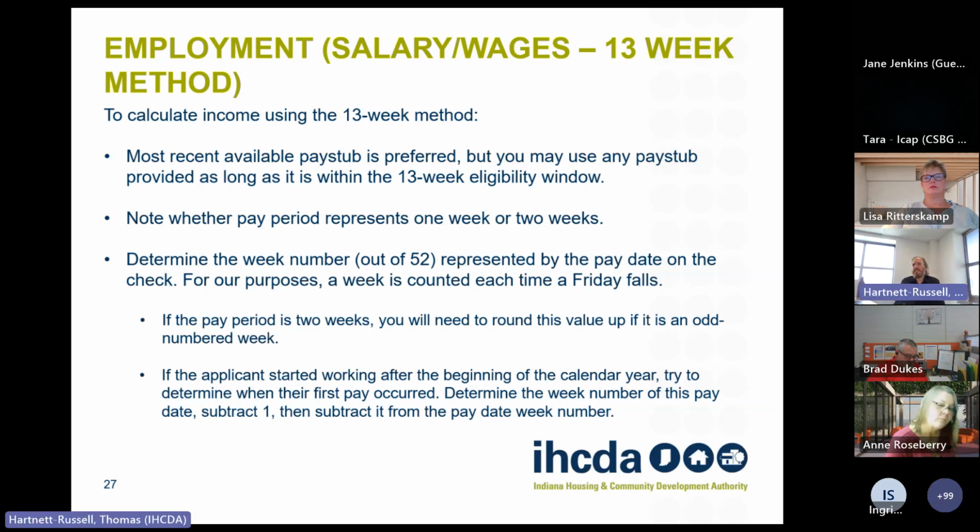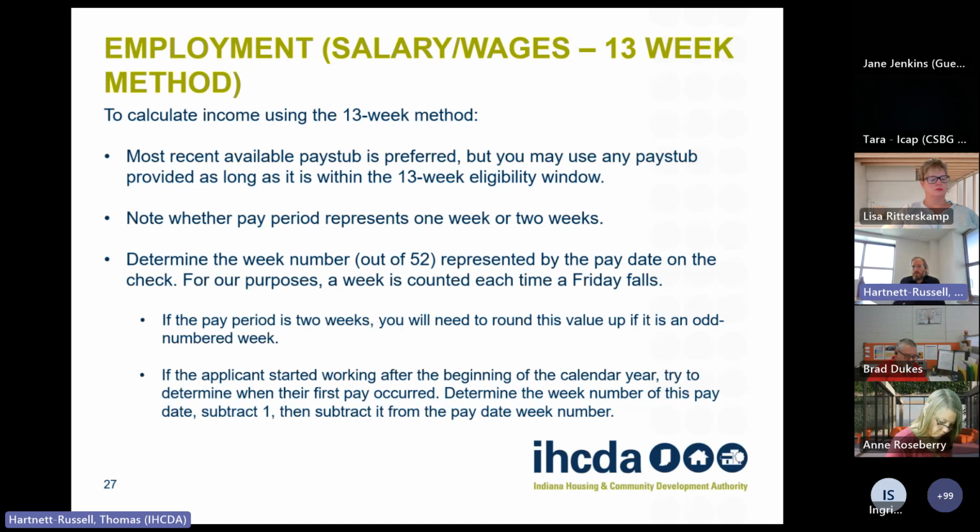When calculating using the 13 most recent week method, the most recent available pay stub is preferred, but I do want to clarify that intake may use any pay stub provided so long as it does fall within the 13-week eligibility window. It is going to be required that the intake notes whether the pay period represents 1 week or 2 weeks. So the first step is going to be determine the week number out of 52 weeks represented by the pay date on the check.